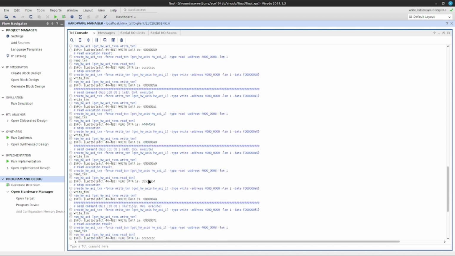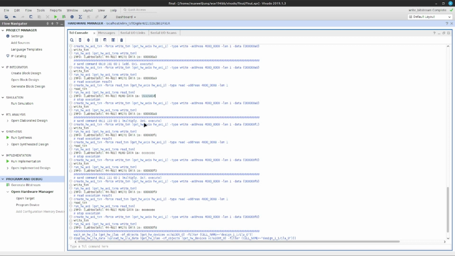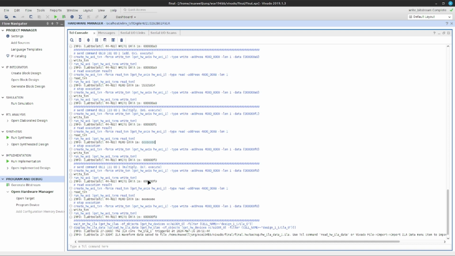44444543. And the next one adds FF to the data in address 5, which is 55555555. And then the result of that is 55555654. Next command multiplies 66666666 by 2, which is CCCCCCCC. And then the next command multiplies 77777777 by 2, which is EEEEEEEE.